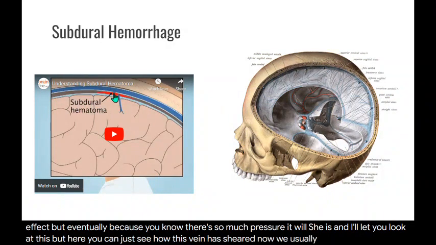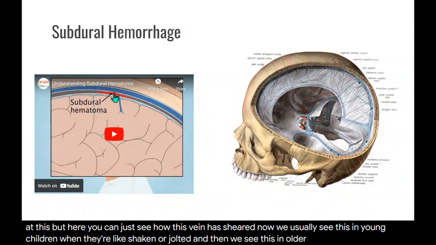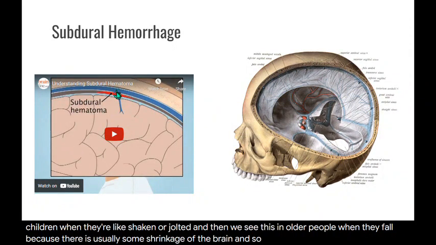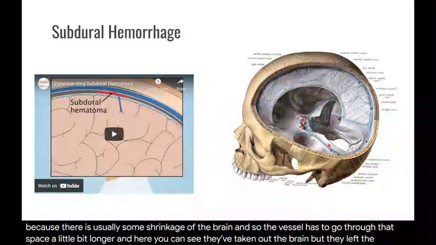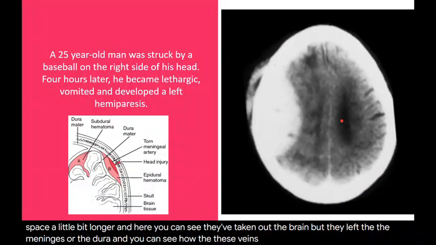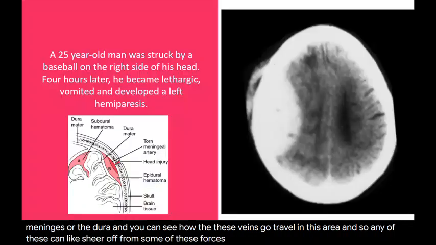Now we usually see this in young children when they're shaken or jolted, and then we see this in older people when they fall, because there is usually some shrinkage of the brain, and so the vessel has to go through that space a little bit longer. And here you can see they've taken out the brain, but they've left the meninges or the dura, and you can see how these veins travel in this area, and so any of these can shear off from some of these forces.